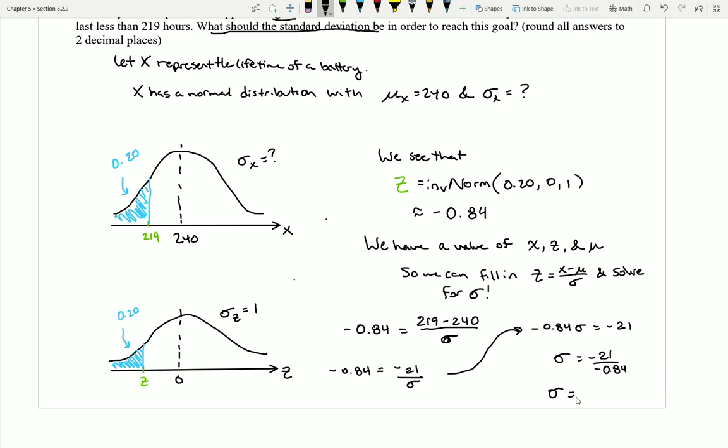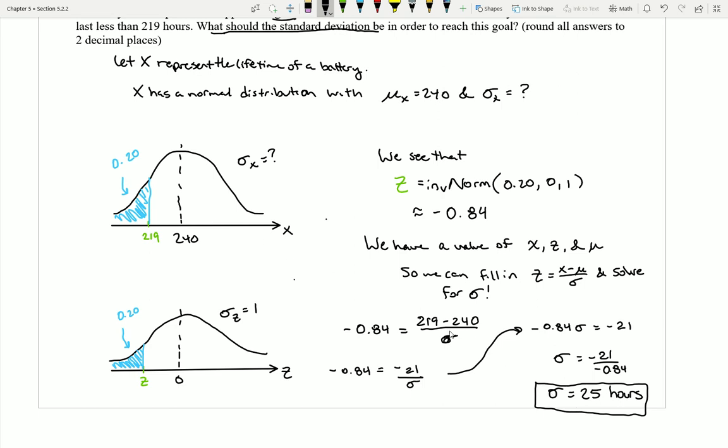You can even double check though. If you crunch this out in the calculator, you actually come out with a nice value of 25 hours. And so we have answered our question. What should the standard deviation be to guarantee batteries behaving in this way? We need to have the standard deviation be 25 hours.